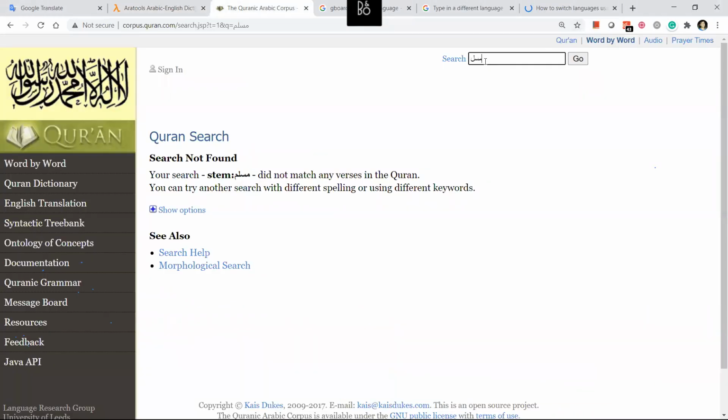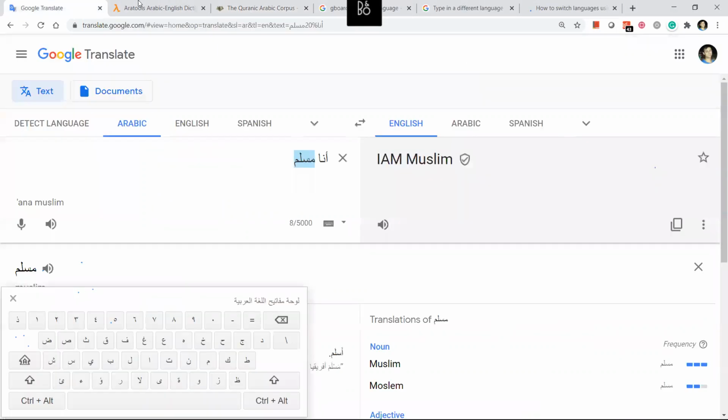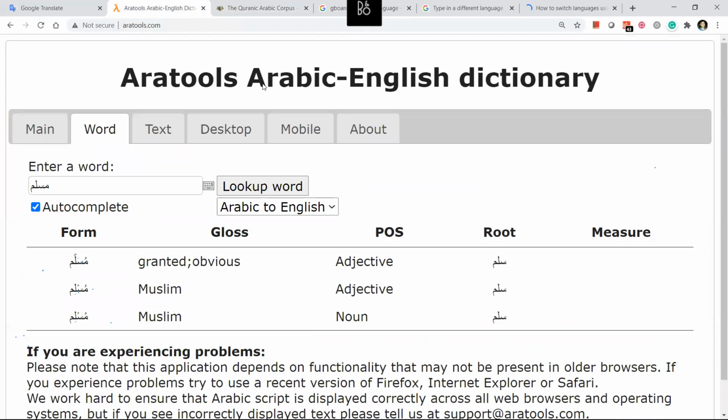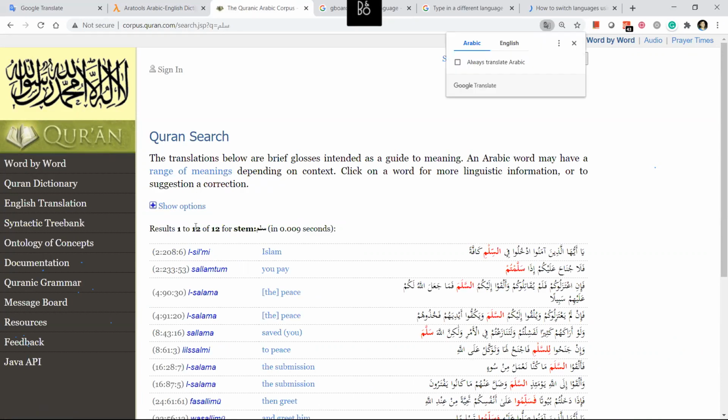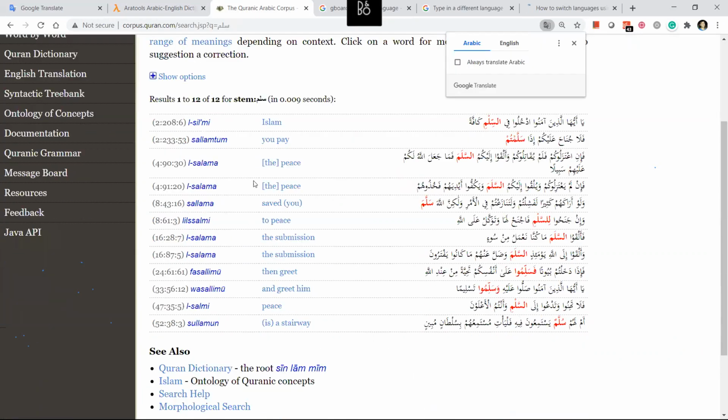So if it's too fast, it's okay. You can stop me anytime or try this after the class. It's pretty straightforward. So what you do is you type sin lam meem, sorry, I'm getting something wrong. Sin lam meem, I type go. I get a lot of examples of Muslim.